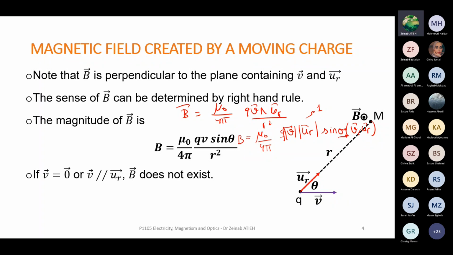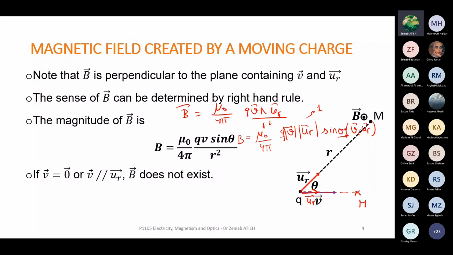We have to indicate something else important: if sine theta is equal to 0, no magnetic field will be generated. What does this mean? It means that if theta is 0 or theta is pi, no magnetic field will be generated. So for all points that are found in front of Q, if I have a point here, let me call it M. If my point M is in front of Q, you can see in this case I will draw UR, always UR from Q to the point. This is UR in my case.